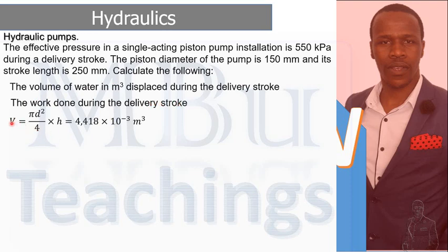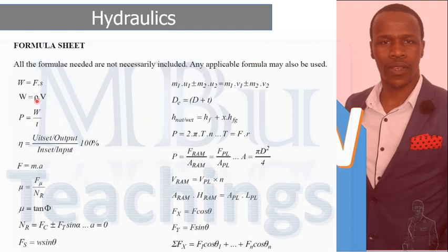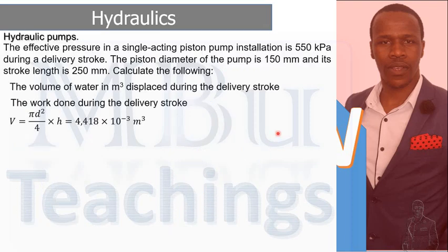Obviously we have the volume, we have the pressure. Remember from the list of formulas that the work done is equal to pressure times volume. So we can just multiply those two, the pressure and the volume. So if you multiply them, we will get our work done. That is the work done we're looking for. I hope this makes sense to you.